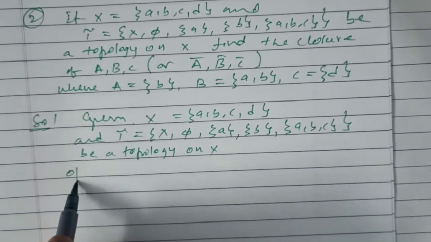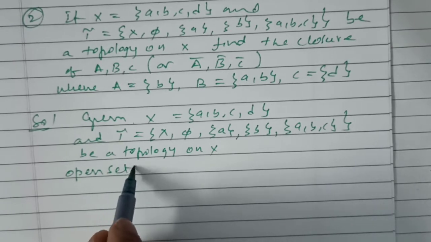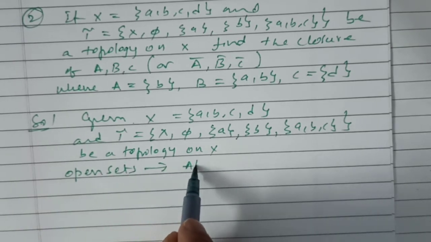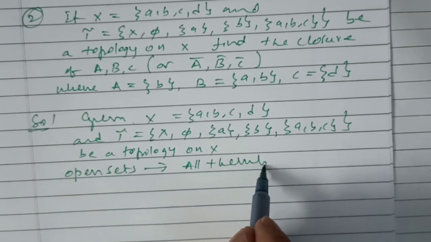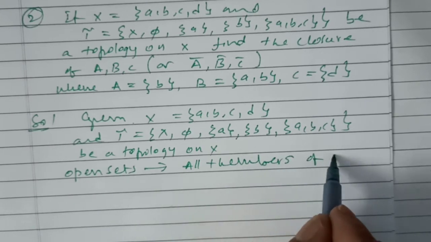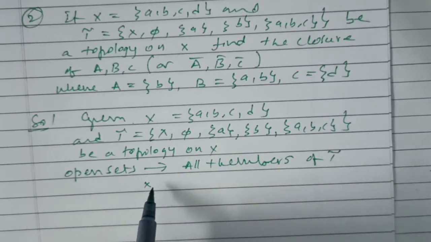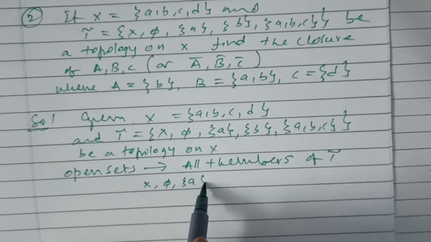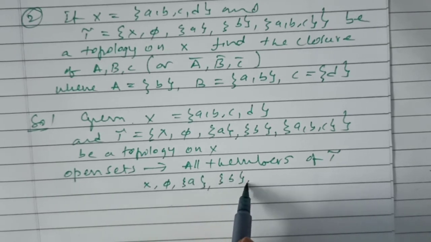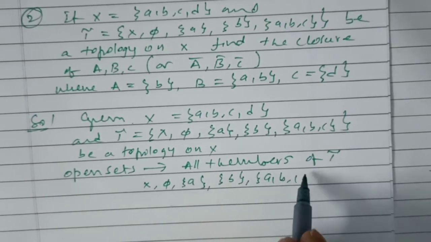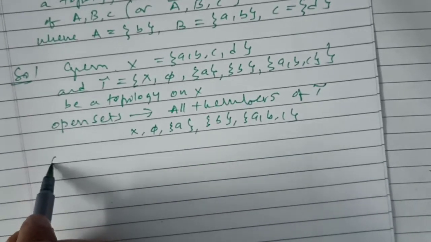Next, open sets. All the members of tau, that is X, phi, {a}, {b}, {a, b, c}, are the open sets. Next, closed sets.